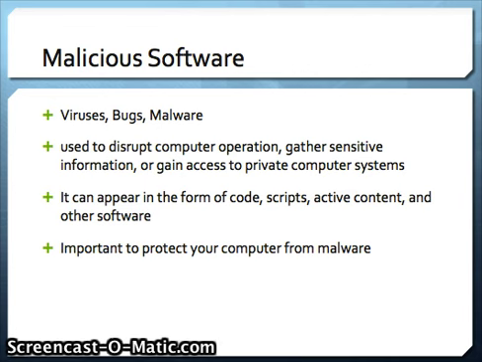Next, malicious software. Malicious software is often referred to as a computer virus, bug, or malware. This type of software is used to disrupt computer operation. It gathers sensitive information, or it can gain access to private computer systems. It can appear in the form of code, scripts, active content, and other software. So it's very important to protect your computer from malware because it can affect your computer's ability to run.